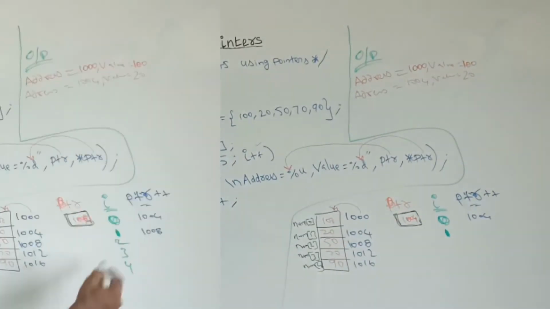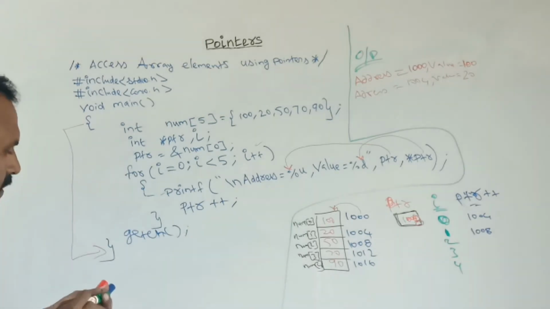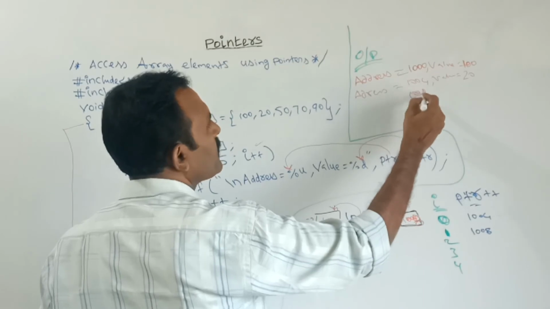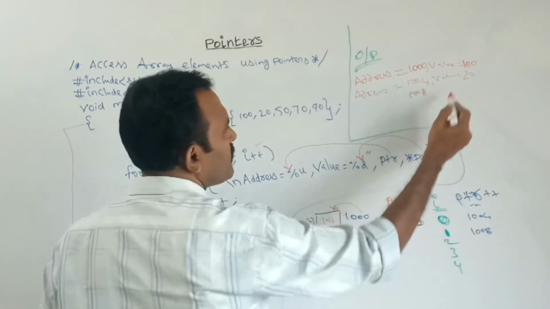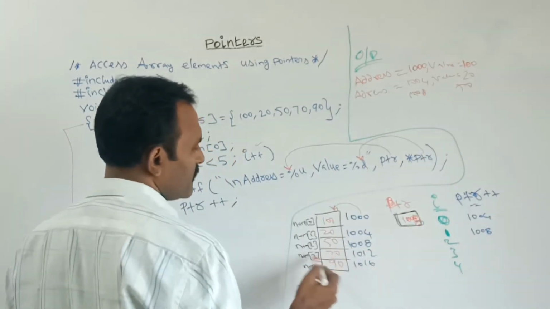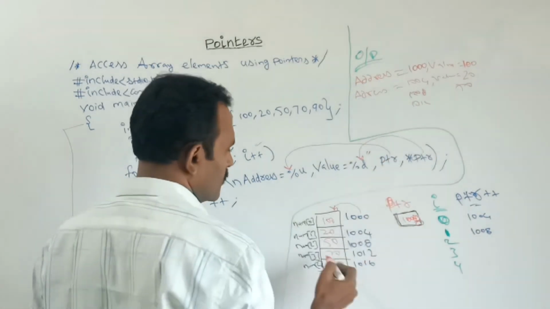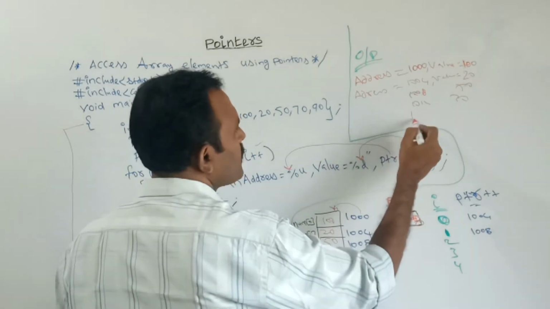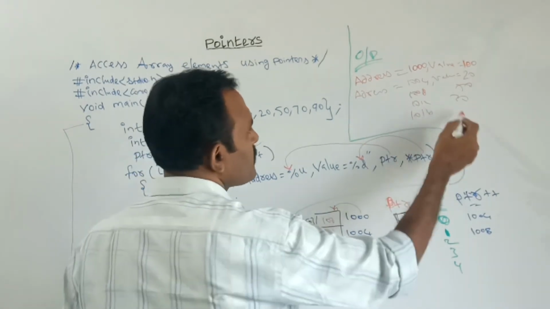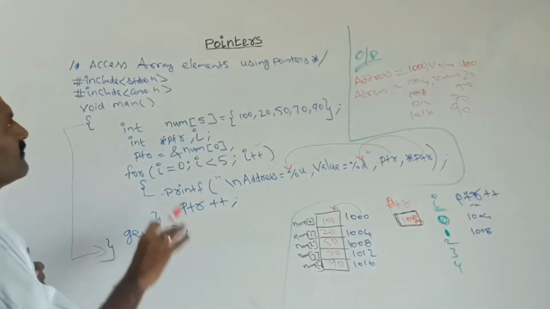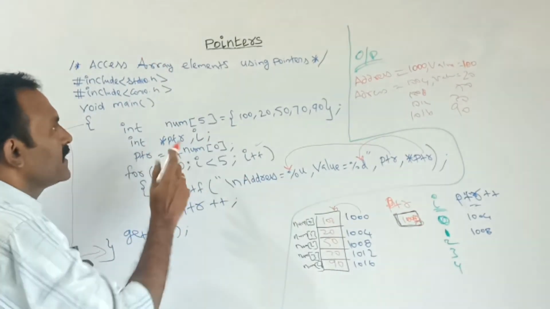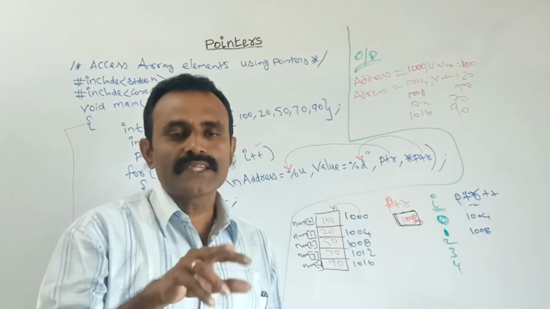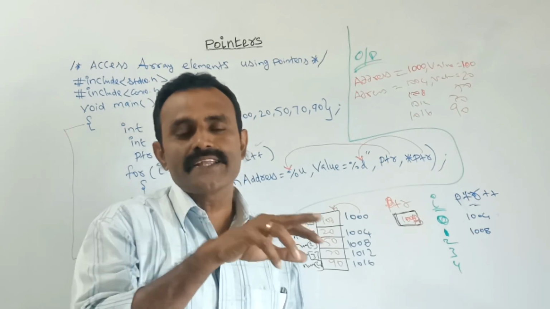In a similar way, each and every time it prints the address and the value. Next the address will be 1008, and the value is 50. Next 1012, the value is 70. Next 1016, the value is 90. So in this way, with the help of this pointer we can access the array. Out of 5 ways, we can use any one of the methods and access the element inside the array.